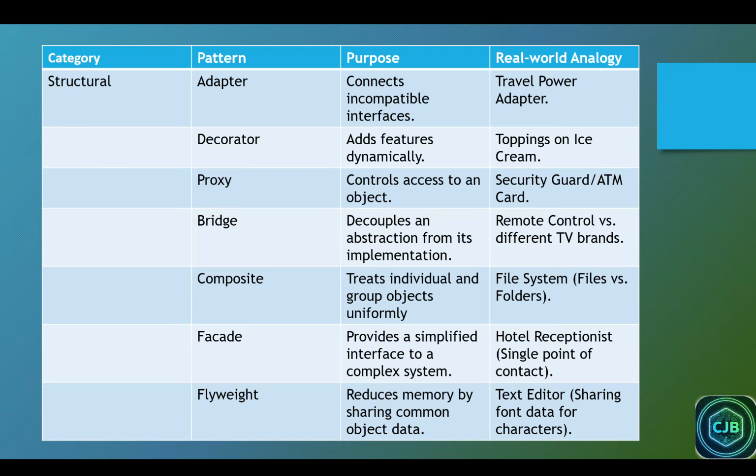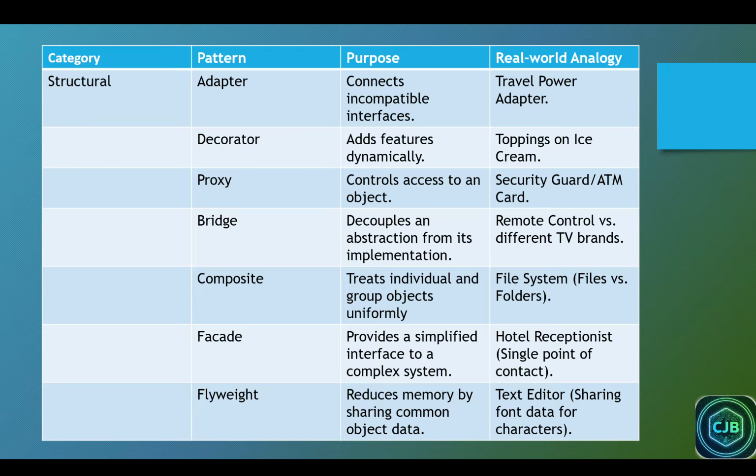Category behavioral patterns. Observer notifies multiple objects of changes, like YouTube subscriptions. Strategy switches algorithms at runtime, like multiple payment modes. State: behavior changes with internal state, like a vending machine. Chain of responsibility passes a request along a chain of handlers, like an ATM money dispenser. Command encapsulates a request as a standalone object, like a restaurant order slip. Interpreter defines a way to evaluate language grammar, like a calculator solving 5 plus 2 into 7.